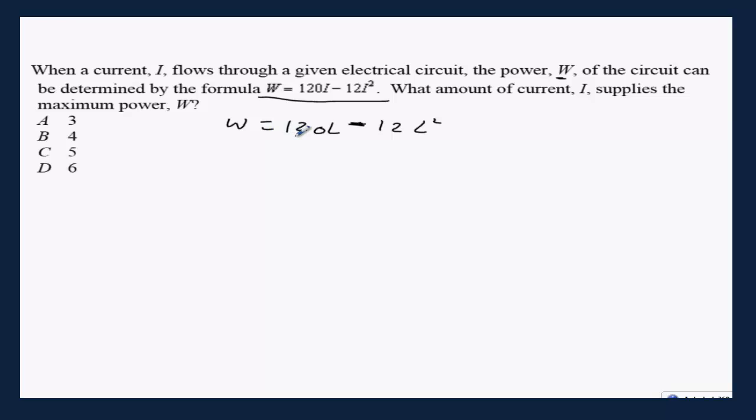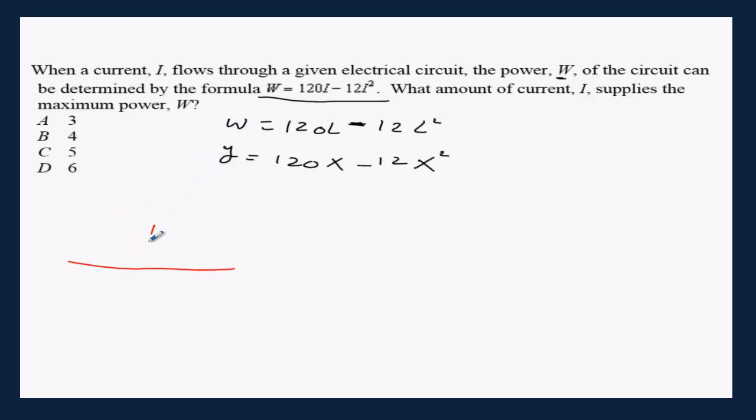Let's convert this to x and y. We know the variable by itself is always y, so y equals 120x minus 12x squared. We don't have to convert it, but this looks more familiar to us than this equation here. You need to find what amount of current I, what amount of current x, supplies the maximum power W, supplies the maximum y. What value of x can get the y to the maximum?